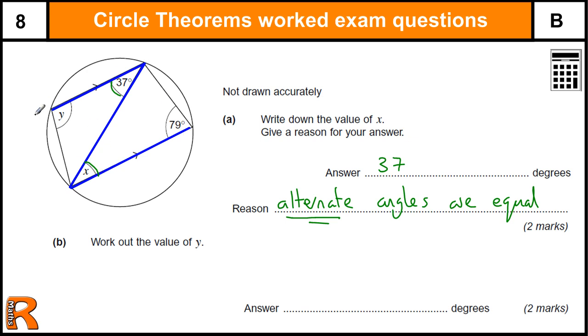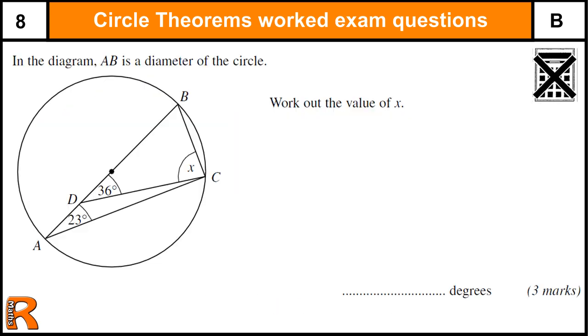Because this is a cyclic quadrilateral, just as before, those are going to add up to 180. So y is going to be 180 minus 79, which is 101 degrees. And because that's 2 marks, it's very important you write that sort of thing down. It doesn't actually ask for a reason, but there we go. Now last question.